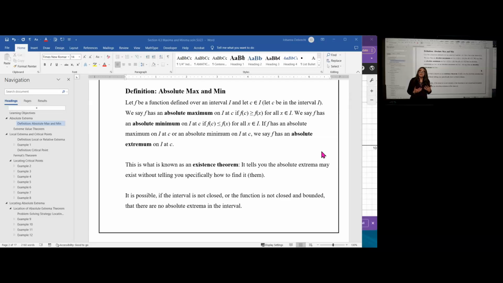This is what's known as an existence theorem. It tells you that the extremum exists, but it doesn't tell you how to go about finding it. We'll need critical points and calculus to do that.